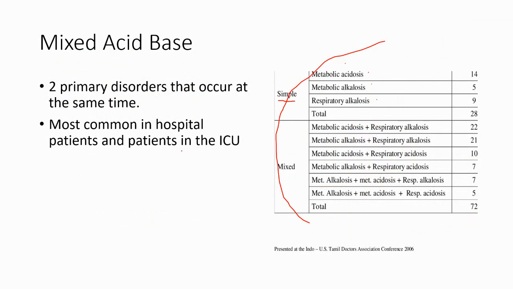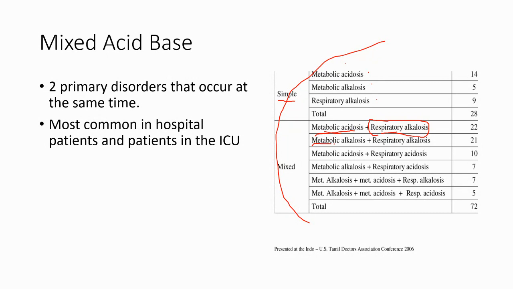Most common in hospital patients and patients in the ICU, they might have a mixed acid base. They might have a metabolic acidosis and a respiratory alkalosis. Somebody might be hyperventilating, or they may be put on the ventilator and we're breathing them too fast and we're blowing off too much of their CO2, but they're in renal failure, so they're in a metabolic acidosis, right?